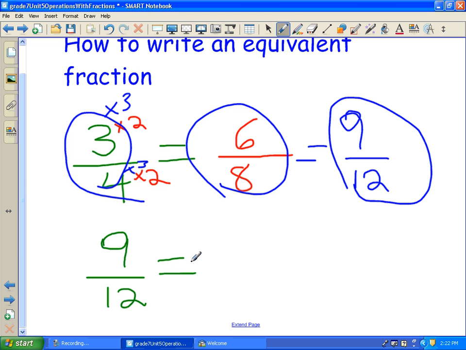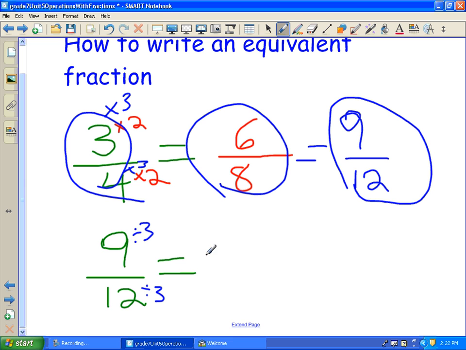So if I take this one right here, let's say I want to go the other way. Let's say I would like to reduce this one. So in this case, I multiplied up here, but is there something that will go into 9 that will also go into 12? Well, I know 2 won't go into 9, but it will go into 12. How about 3? 3 will go into 9. Hey, and 3 will go into 12. So let's divide 9 by 3 and divide 12 by 3.